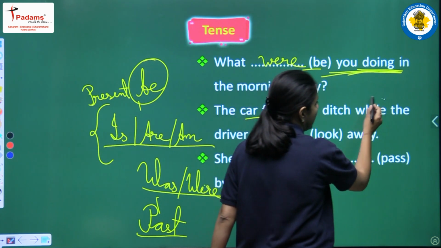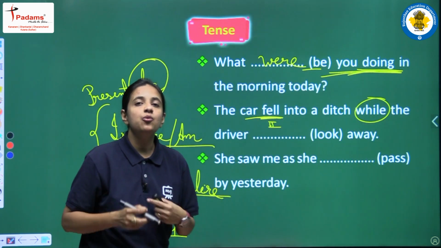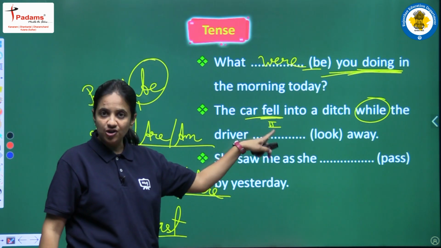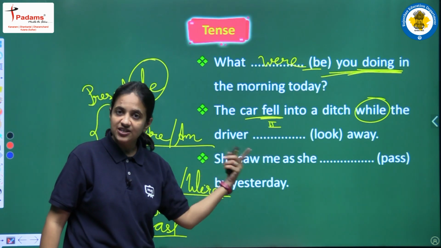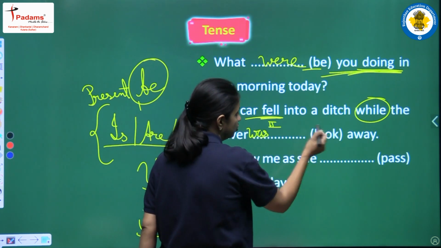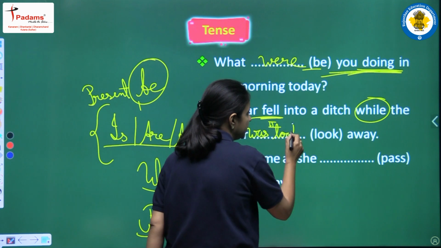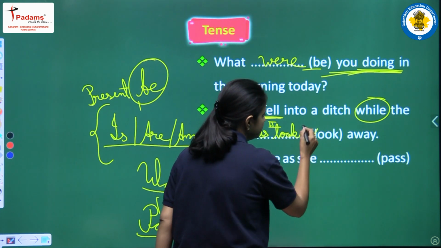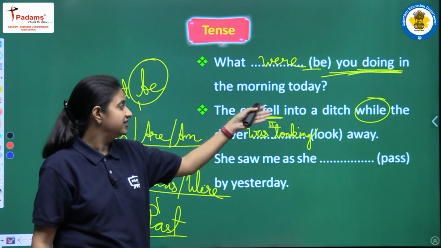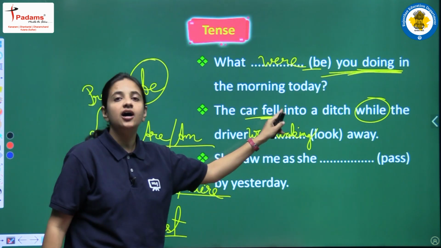And we are having while as a conjunction. So after while we always use continuous tense. So we will write past continuous tense here. Driver is a singular subject. So for driver we will write was, and look plus ing, it will be looking. So the sentence will be, the car fell into a ditch while the driver was looking away.